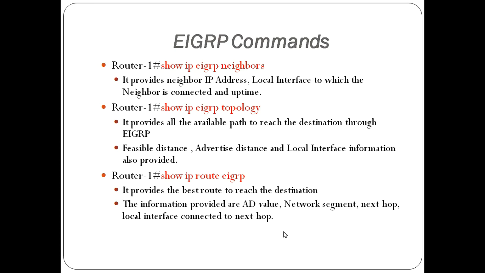Next, the topology table shows all the EIGRP networks available for a particular destination, then the feasible and advertised distance of all the networks and the local interface via which it is moving. This is the information that the topology table provides. Next is the routing table. The routing table is filtered from the topology table. The best route will be chosen to the routing table, and then the AD value, the network segment, next hop and the local interface. This is all the information that will be provided in the routing table.